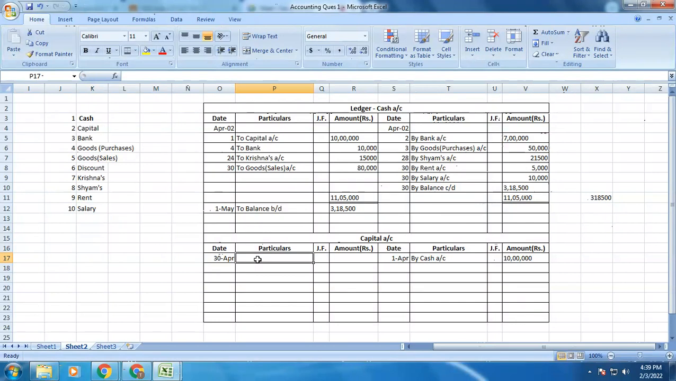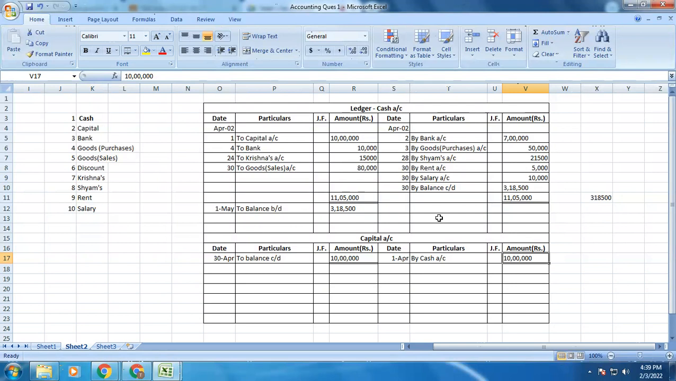10 lakh. So we will write to balance carried down 10 lakh. Is this clear with everyone? Now because it's already equal on both the sides, हम यहीं पर double line draw कर देंगे. ठीक है? So this finishes our accounting for capital in the month of April.